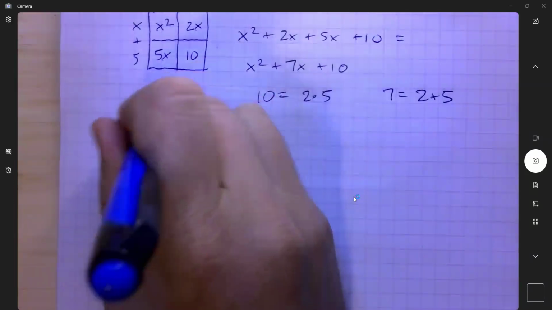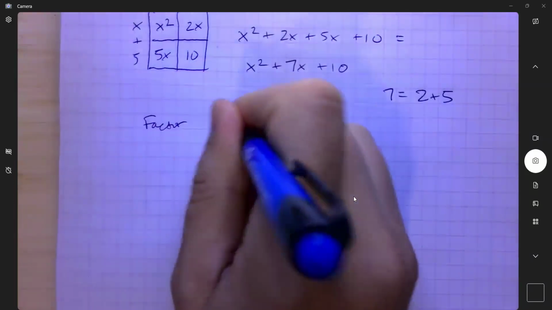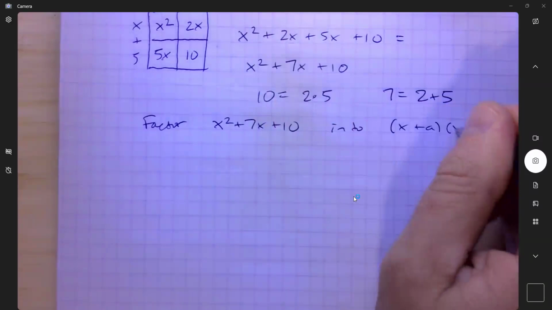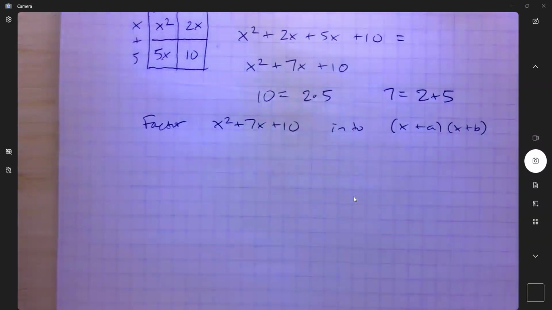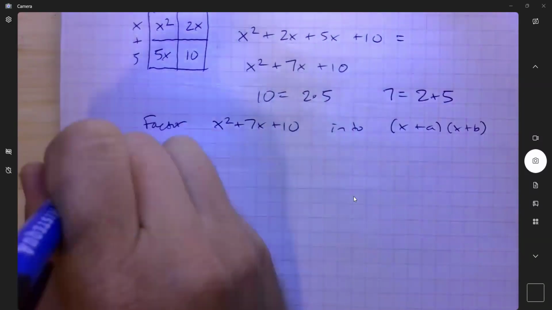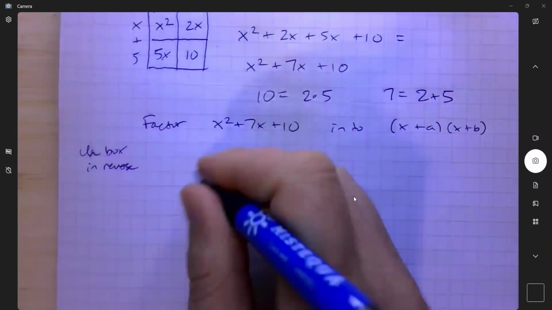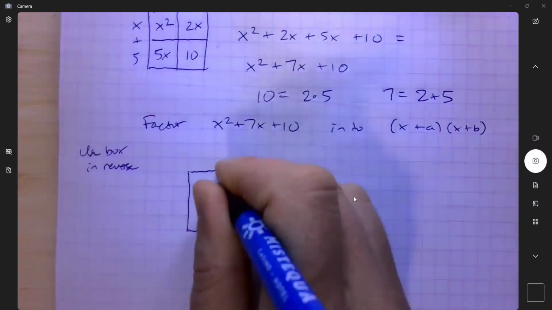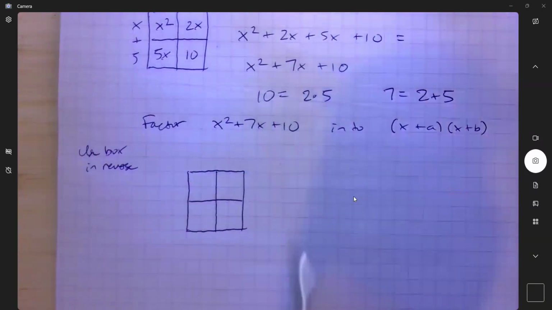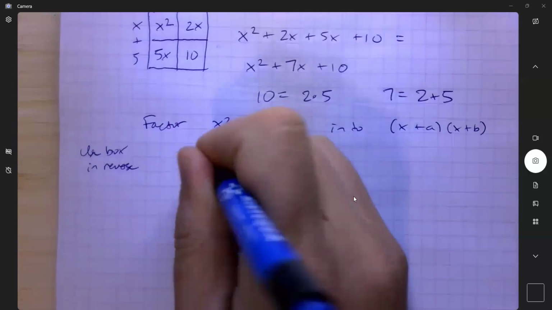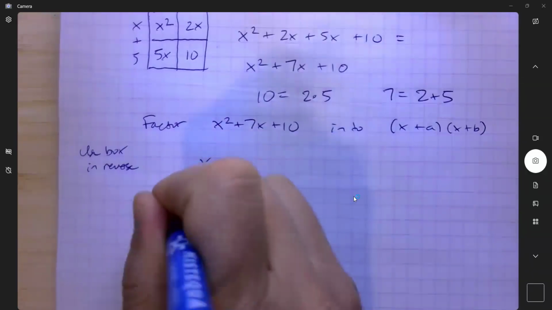So let's go backwards and let's factor x squared plus 7x plus 10 into the form x plus a times x plus b. To do this, I'm going to use the box in reverse. And this is the reason that I teach the box method, because it's the easiest way to factor in reverse when you want to keep track of all your steps. So I want to take x squared plus 7x plus 10, and I want to write it as x plus something times x plus something.